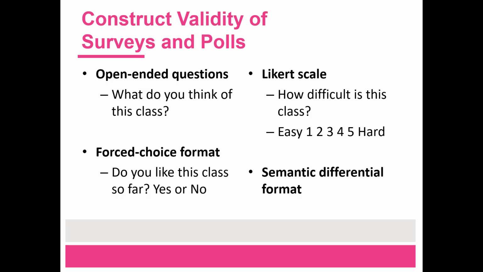Finally, there is the semantic differential format. Here, respondents are asked to rate a target object using a numeric scale anchored by adjectives. For example, rate your professor on level of difficulty on a scale from 1, show up and pass, to 5, hardest thing I've ever done. So while each of these survey methods can be useful in certain circumstances, it's important to consider the nature of your question and determine which method will yield the best results with the highest construct validity.